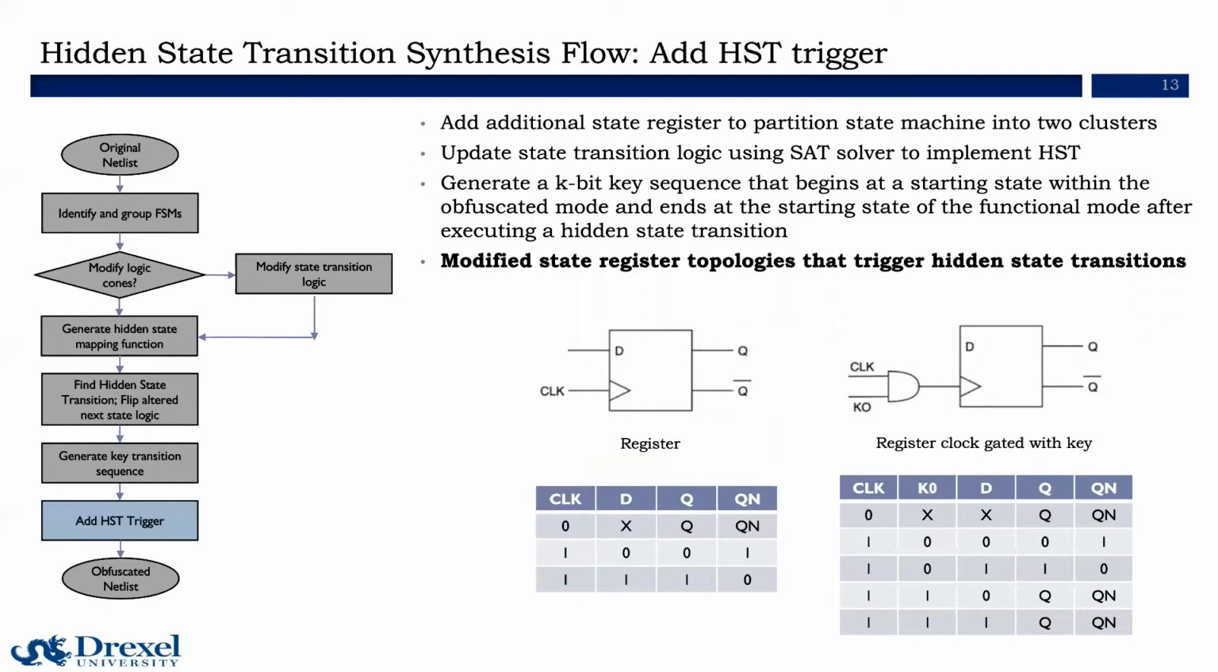Traditionally, as the final step of synthesis, the glitch triggering mechanism is added by gating the flip-flop with a key such that the glitch is activated with said key. This trigger is visible in a reverse engineered gate level netlist. The diagram and truth table on the bottom right show an example of a hidden state trigger based on gated clocks.